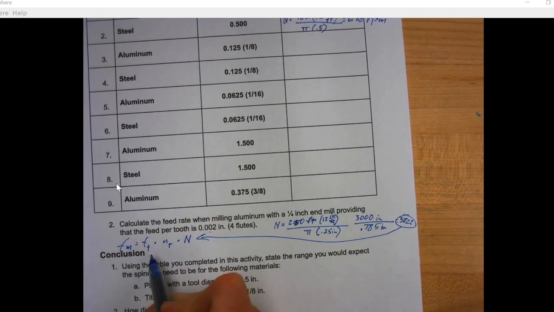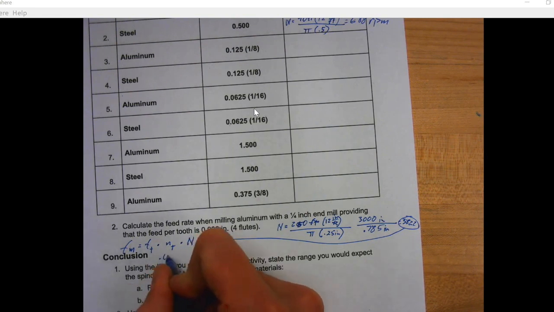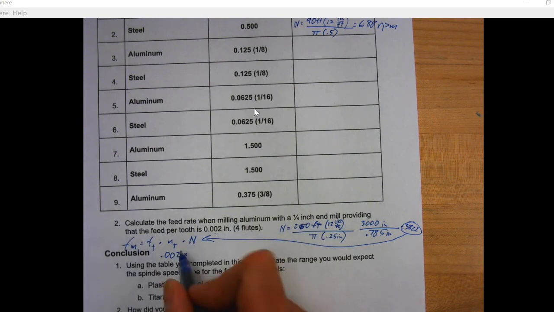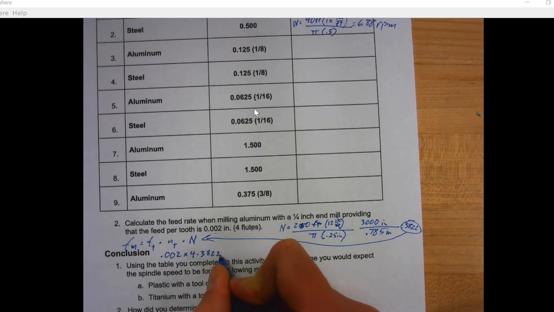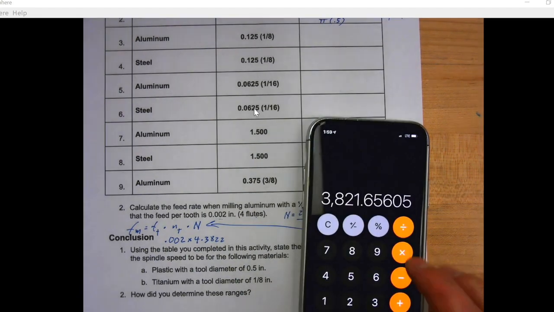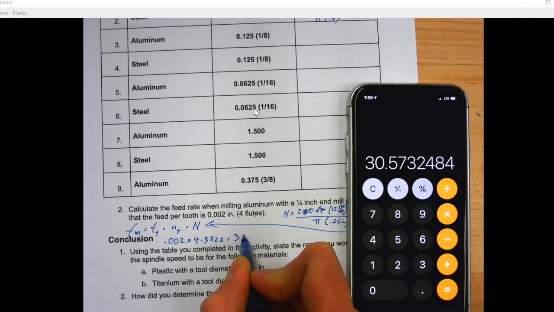So now we have our F sub T, which is feed in inches per tooth per revolution. That's our 0.002. So we're going to say 0.002 times the number of teeth. We have a 1/4 inch end mill with 4 flutes, so that's 4 teeth. So times 4 times 3822 RPM. We just straight up multiply. So we're going to say 0.002 times 4 times 3822, and we get a feed rate of 30 inches per minute.